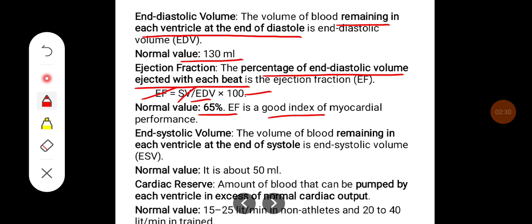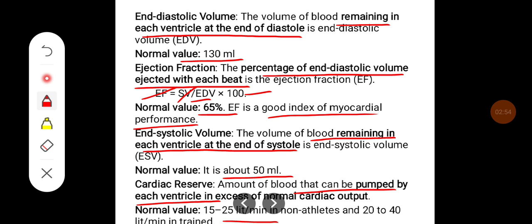Ejection fraction is a good index of myocardial performance. And end systolic volume is the volume of blood remaining in each ventricle at the end of systole. It is around 50 ml. Cardiac reserve is the amount of blood that can be pumped by each ventricle in excess of normal cardiac output. Normally it is around 15 to 25 liters per minute in non-athletes and 20 to 40 liters per minute in trained athletes.